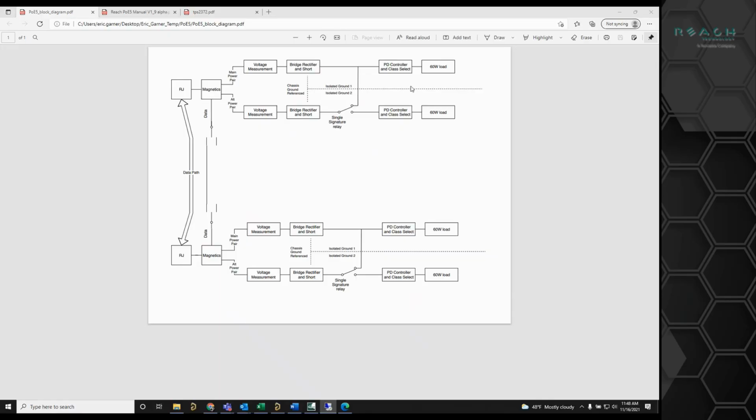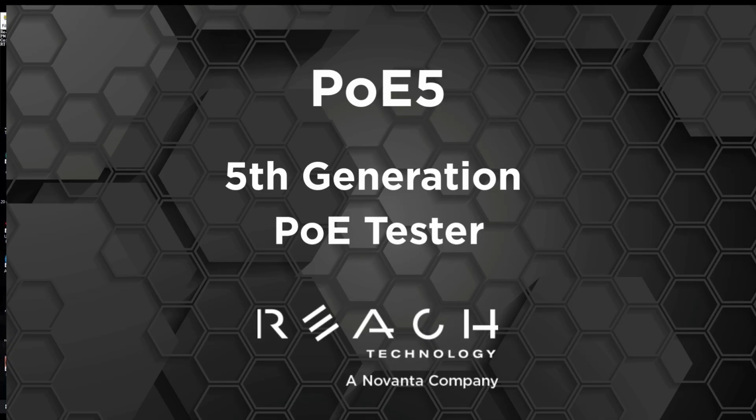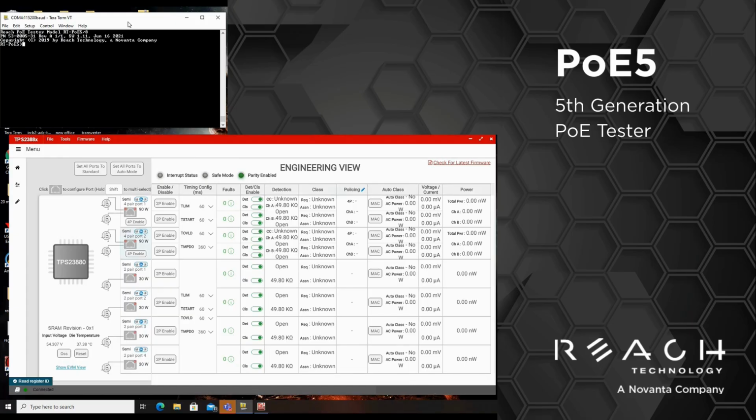So we've got the PD controller and the class selection logic that lets you set classes and maintain the power signature. PoE5 is our fifth generation tester. We've been making PoE testers almost since the dawn of PoE. So let's do a really quick setup to get a feel of how you might want to run a test.